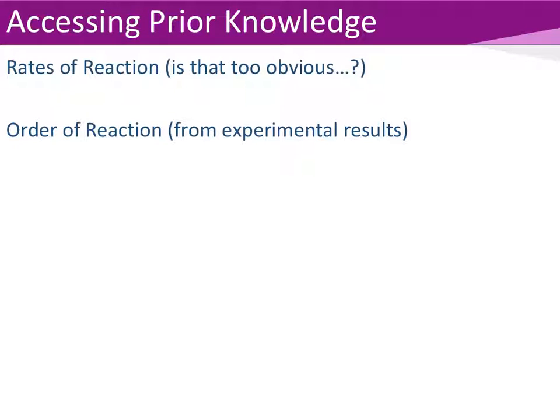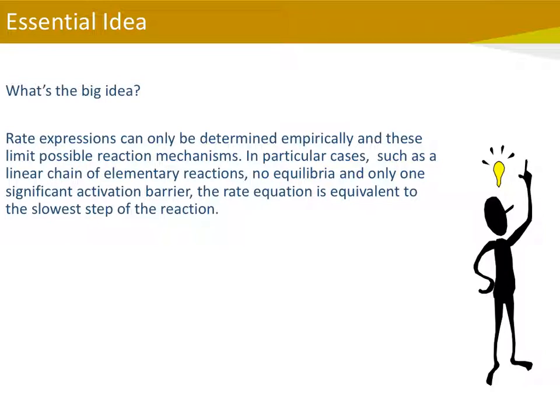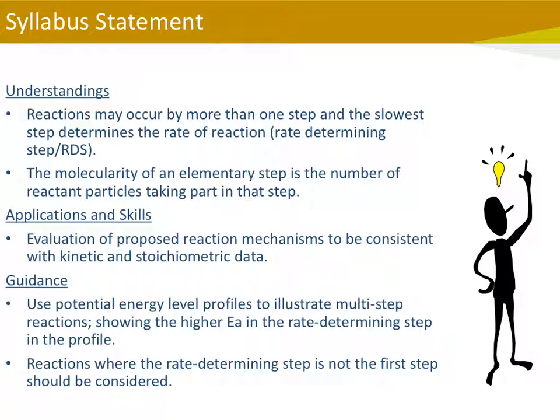In terms of your prior knowledge, yes, you do need to remember rates of reaction, just like previously. And also order of reaction from experimental results from 16.1a. The big idea for this video is the same as 16.1a, but the focus for this video is on mechanisms and what it means to be a mechanism. Essentially, a mechanism is a step-by-step look at the process of collisions that are required in order for a reaction to take place. So some understandings that we'll focus on: something called the rate determining step and molecularity as we look at mechanisms.